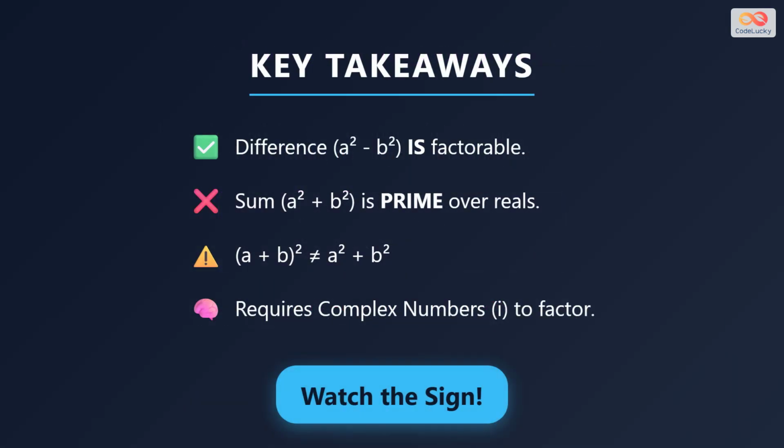To summarize, remember that the difference of squares factors, but the sum of squares is prime over the real numbers. Don't confuse it with the binomial expansion of a plus b squared. Always check the sign in the middle. If it is a plus sign, you generally cannot go any further.